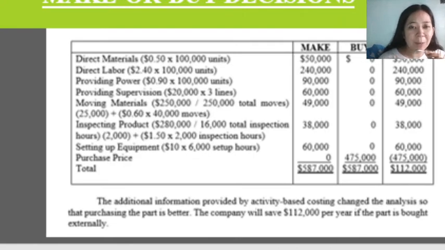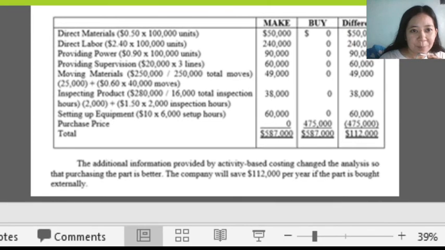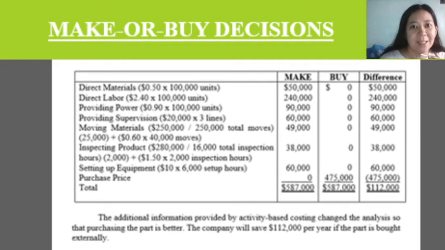Okay, so therefore, if we use the ABC cost management, we will have this analysis for the buying and decision making. So here, if you could notice, for making the product, we have the following costs: direct materials, direct labor, providing the power, providing supervision, moving materials, inspection, inspecting the product, setting up equipment. Okay, those are the added costs aside from the direct labor, materials, and variable factory overhead. So they are very specific.